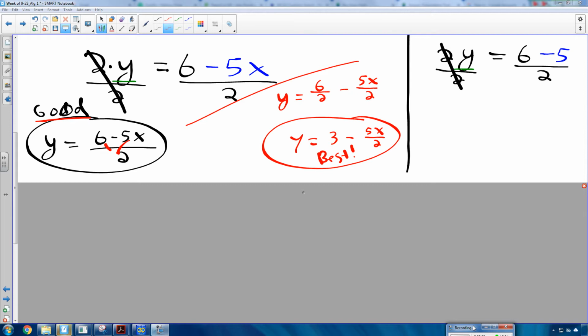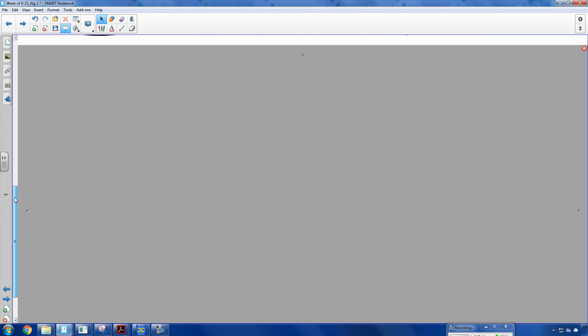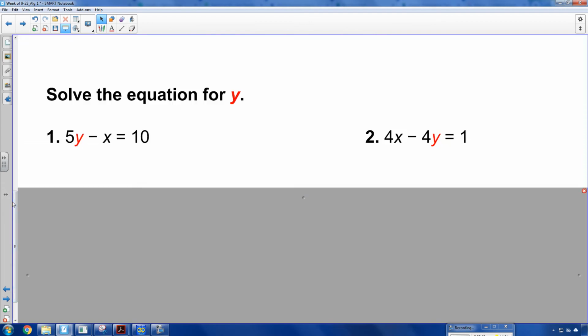But 2 days from now, 3 days from now, on the test when we get there, we want to have that red answer, which is the best answer, where we actually simplified the fraction out. So we saw that 6 divided by 2 gave us that 3, and we saw that the negative 5x divided by 2 gave us the negative 5x divided by 2. So we did a little bit more work, but don't worry about it too much until you're comfortable with the first part. Now we're going to go on to one more of these, solve the equation for y.